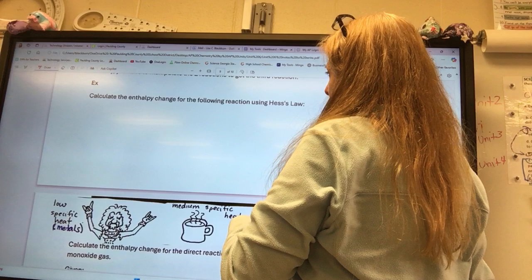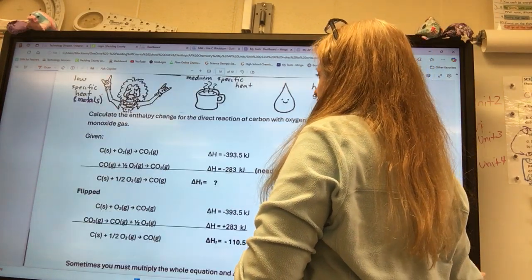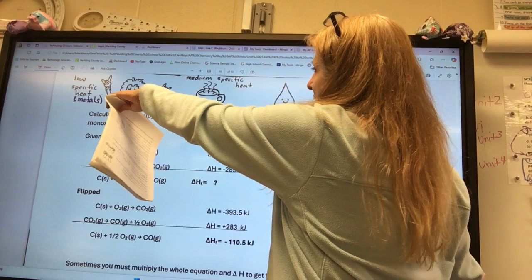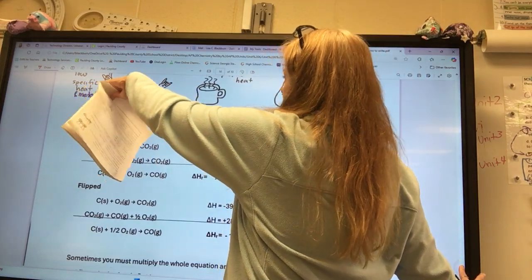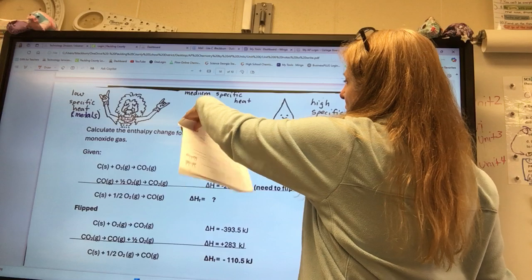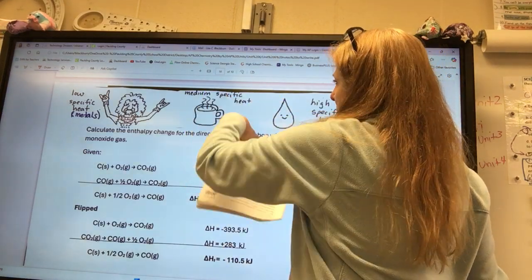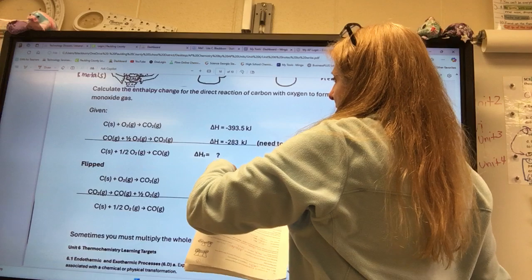So here's an example. Calculate the enthalpy change of the following reaction using Hess's law. And that's just about specific heat. Metals have low specific heat. There are medium specific heat things. Water is always a high specific heat. That might be water. It might be high. We all know what's in that cup.